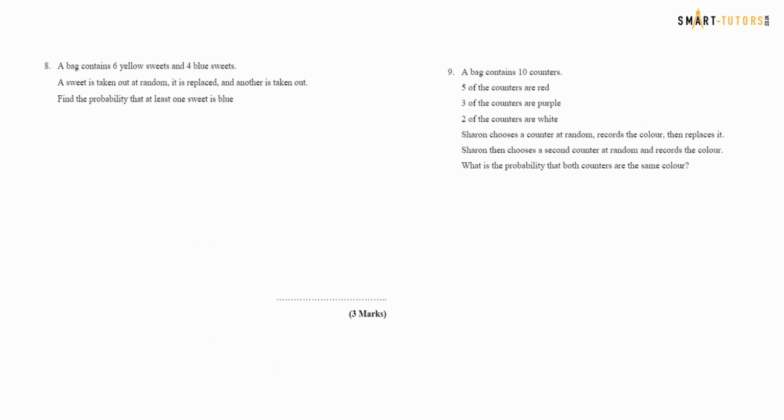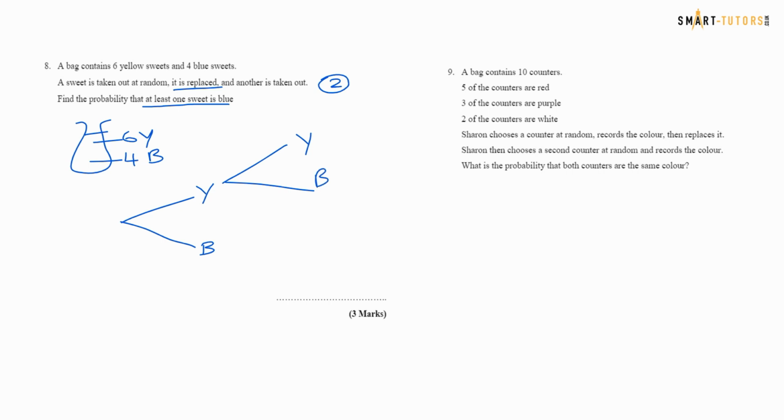Question number 8. A bag contains 6 yellow and 4 blue sweets. A sweet is taken at random. It is replaced and another one is taken out. Find the probability that at least one of the sweets is blue. Totally two sweets are taken out of the bag. The first time it can be yellow or blue, the second time it can be yellow or blue. So 6 plus 4 is 10. 6 upon 10 is yellow and 4 upon 10 is blue.